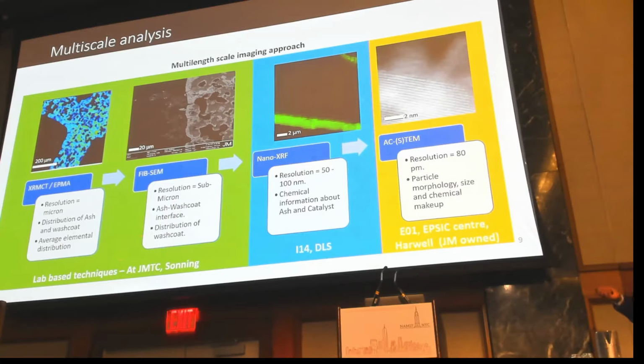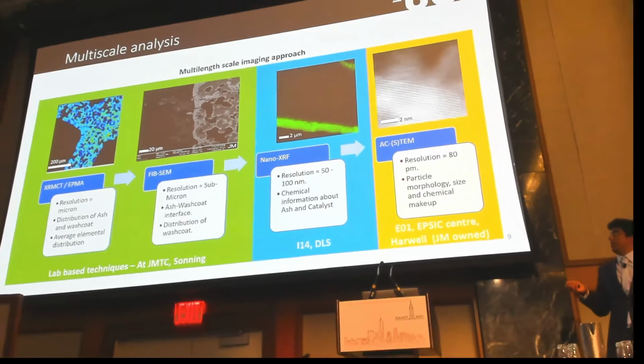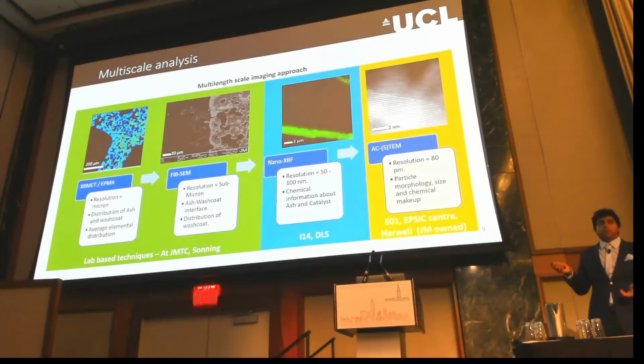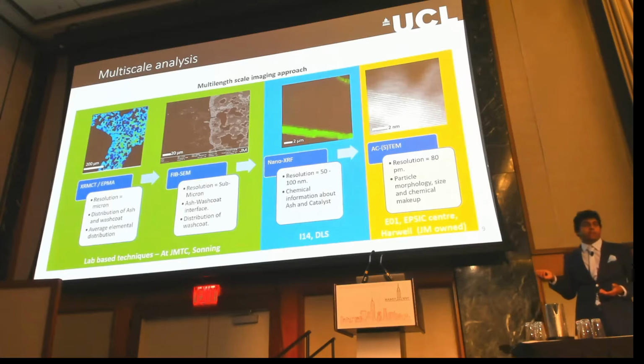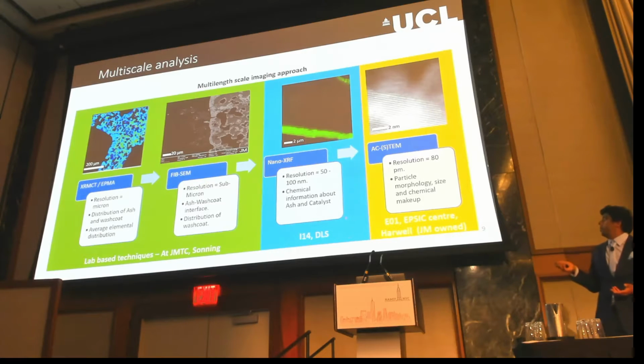We're talking lab-based techniques, such as XRM CT, EPMA, and FIB-SEM, which you might be more aware of. Then going into more sophisticated techniques, including nanoprobe XRF, which was done at the I-14 beamline at Diamond Light Source in the UK, and algorithm-corrected STEM microscopy, also done in the UK.